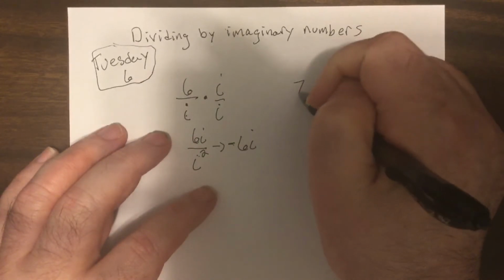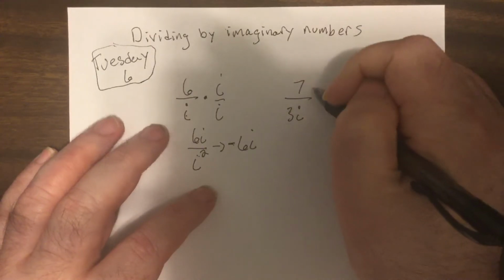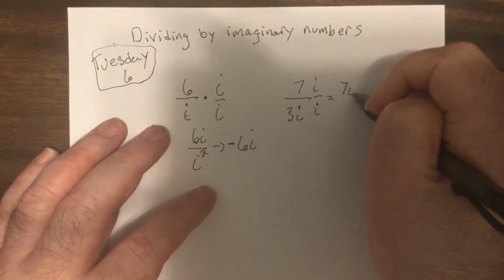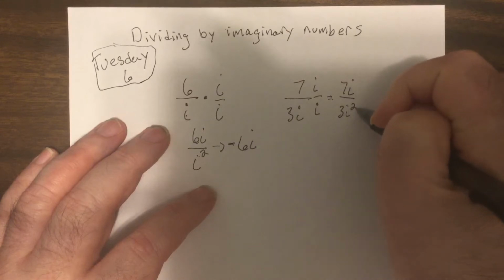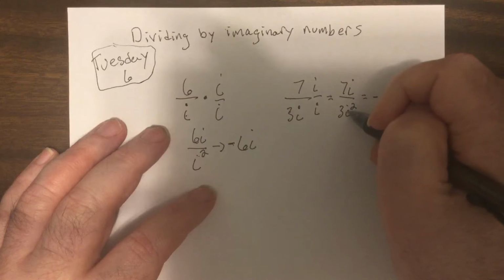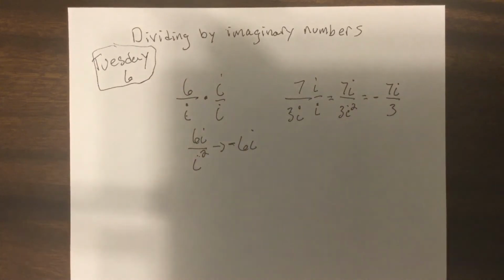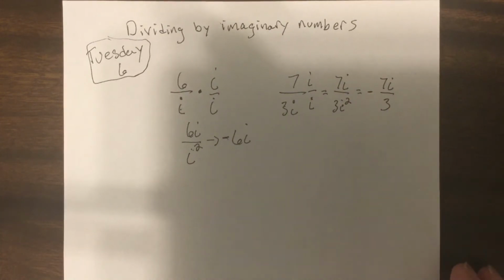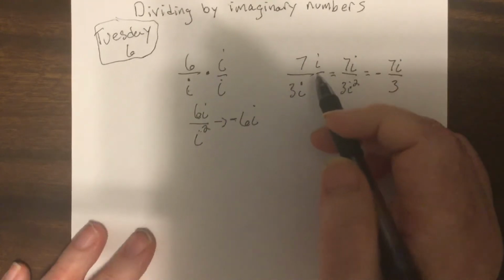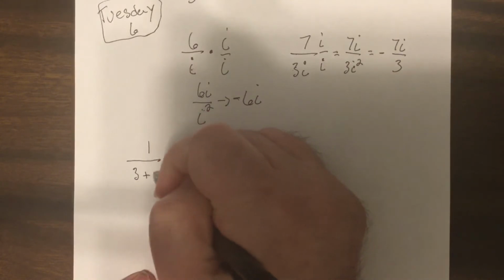Now, we had videos last Monday, so if you didn't watch them, I'd watch them before Wednesday. So if I had 7 over 3i, the 3's okay. So I'd multiply the top and the bottom by i. So it'd be 7i over 3i squared, and that would be a negative. i squared's -1, so that would turn into -1, so it'd be -7i over 3. So that's pretty easy. If you have a term multiplied to an i on the bottom, then you just multiply by the i. But what if I have 1 over 3 plus i?